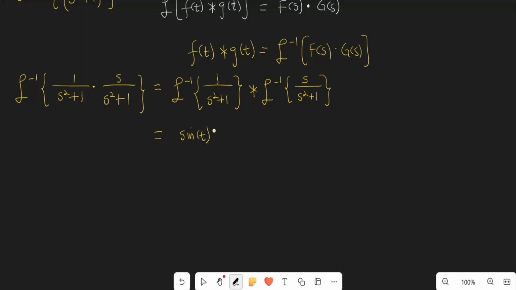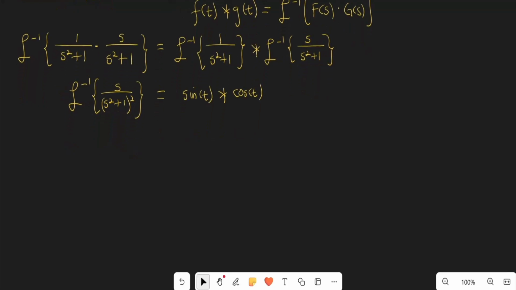This is now familiar, and this is now convoluted with the Laplace inverse of s over s squared plus 1, and this one is cosine of t. This is not multiplication. It simply means sine of t convoluted with g of t, or cosine of t. So f of t convoluted with g of t, or sine of t convoluted with cosine of t, is the Laplace inverse of our function, which is s over s squared plus 1 all squared, like this.